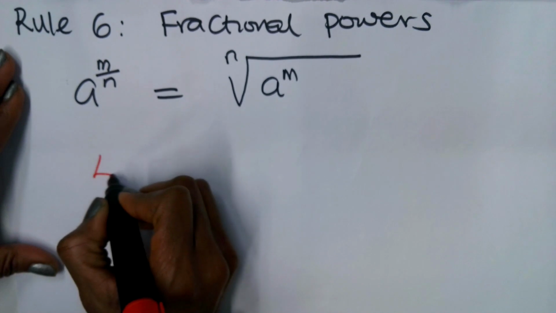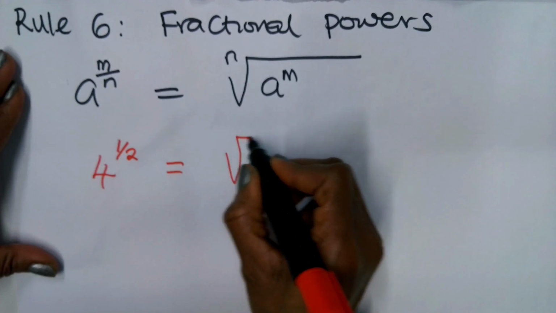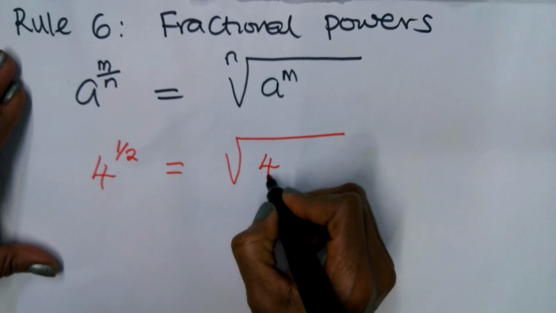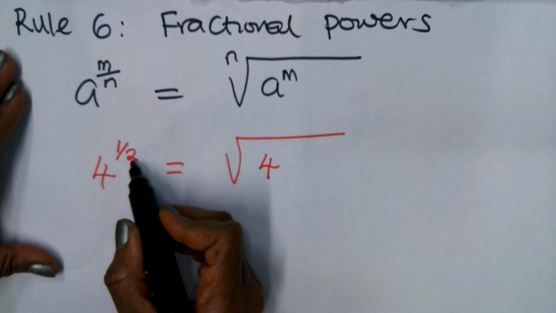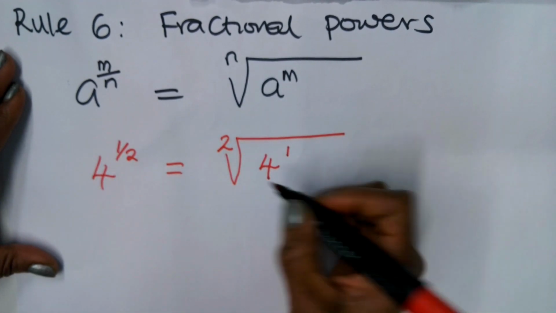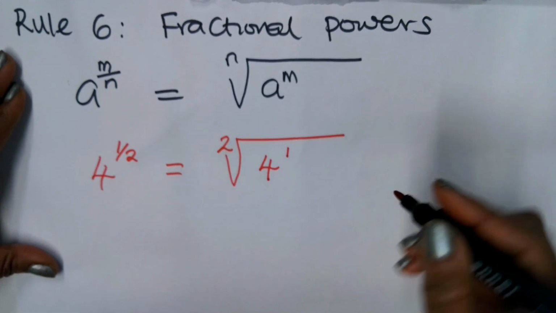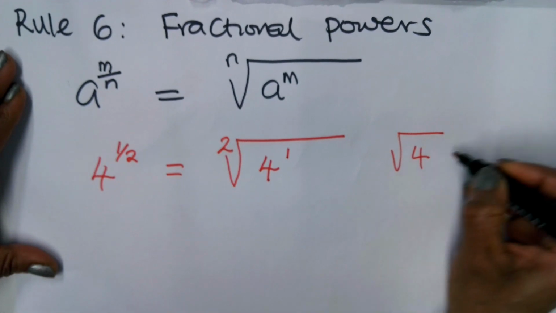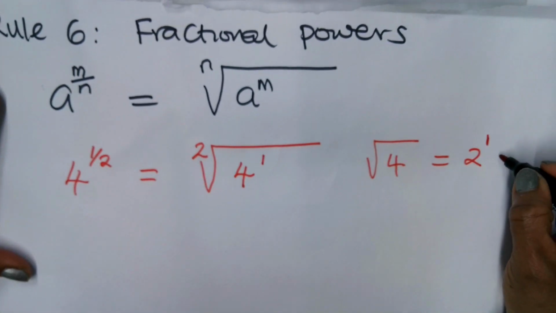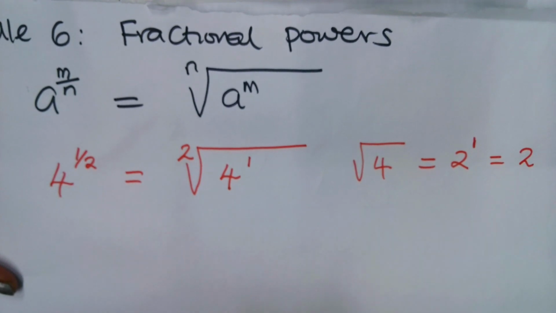So if I've got 4 all raised to the power of half, that means using this square root sign, I'm going to put 4 in here and the denominator becomes the root and 1 becomes the power. So in other words, I'm going to find the square root of 4, which is 2, and then 2 all raised to the power of 1 will give me 2. All right, let me do one more example.